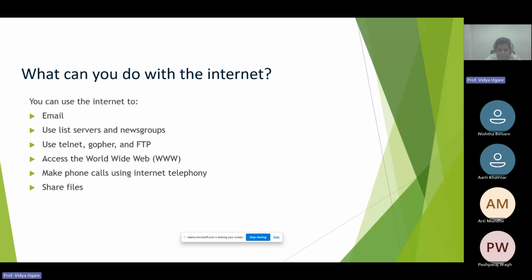www, that is World Wide Web. World Wide Web is one collection of all the web servers, meaning all the web servers in this world are connected to this www, which you can call a bunch of all the web servers.